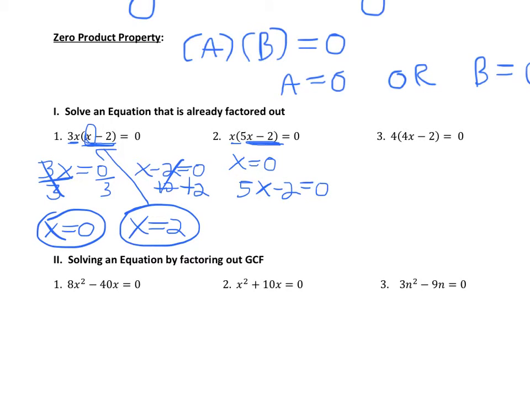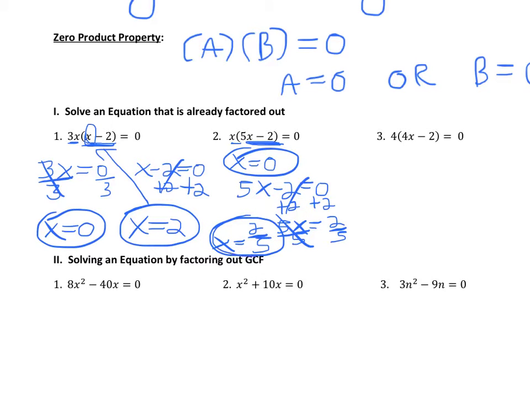Now this, unfortunately, you're going to need a fraction. This is a two-step equation. We add 2 to each side, so we have 5x equals 0 plus 2, which is 2. Then divide by 5, and we get x equals 2/5. So these are the two solutions: x equals 0 and x equals 2/5. Okay, let's do one more.